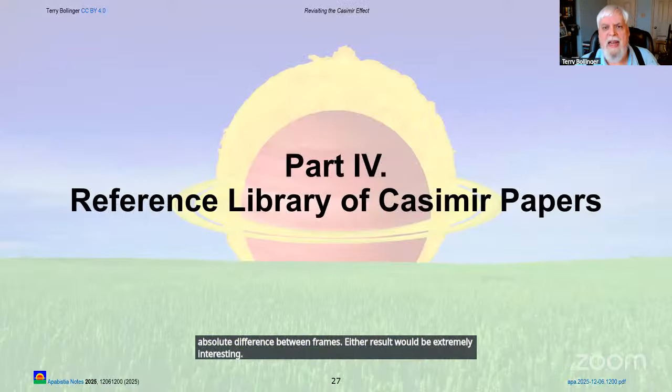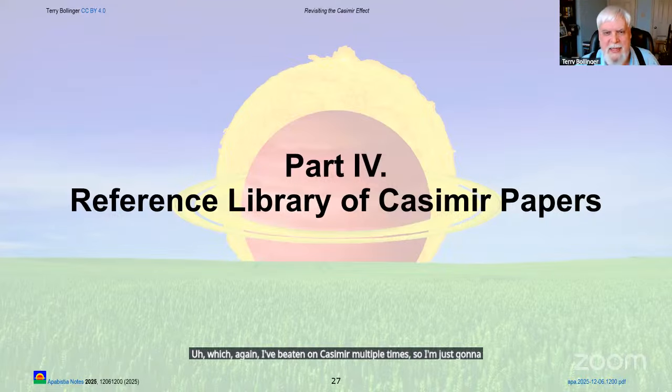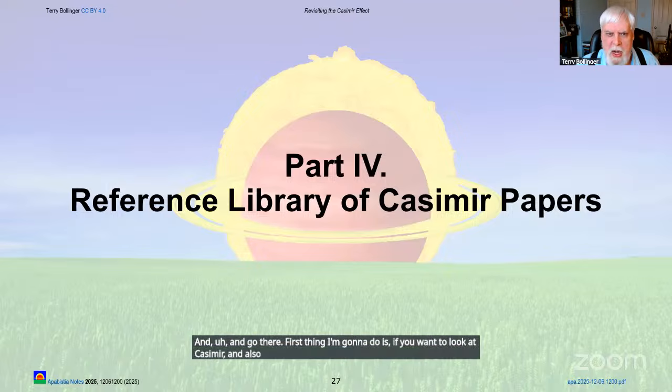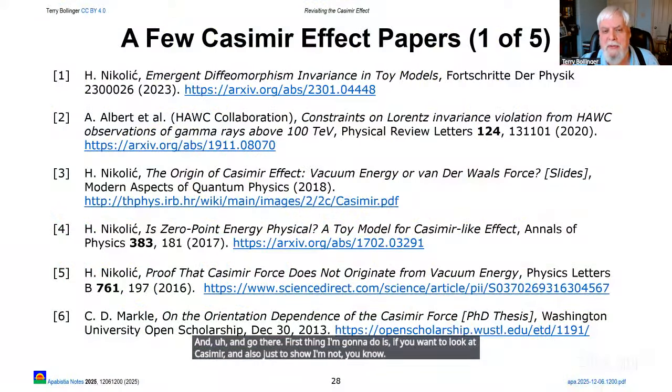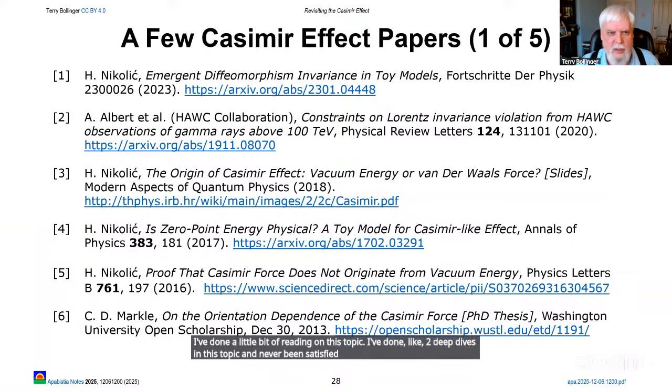Okay, now after all that, I'm finally getting to Casimir, which again, I've beaten on multiple times. So I'm just going to summarize some of this stuff. First thing I'm going to do, if you want to look at Casimir, and also just to show I've done a little bit of reading on this topic, I've done like 2 deep dives in this topic and never been satisfied with a full set of results.